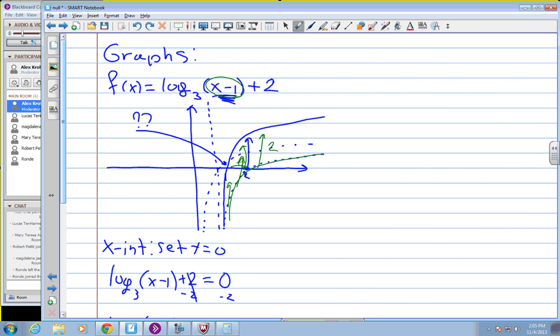The asymptote started at 0, but the intercept was at 1. Right. The original intercept was at 1 here. Yeah.